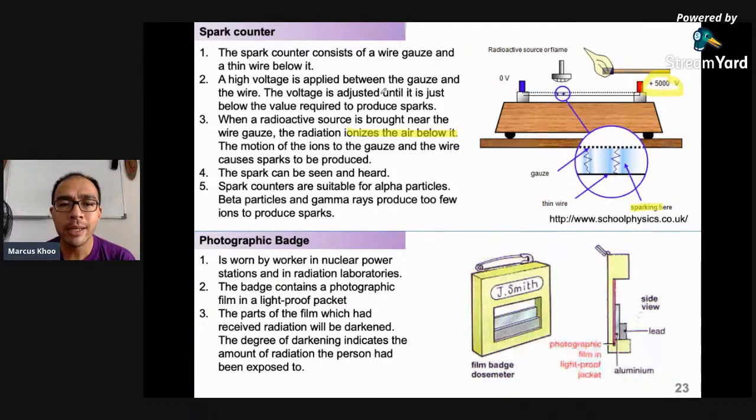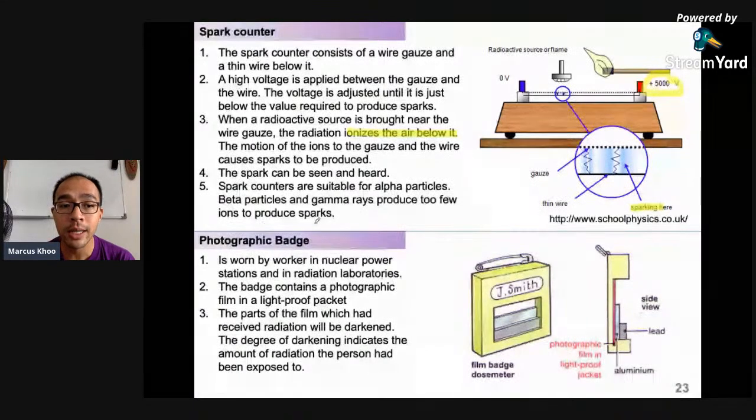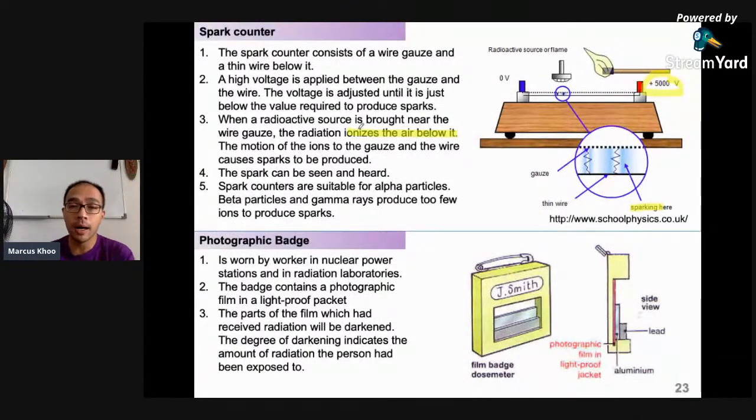Beta particles and gamma rays produce too few ions, because we say that the ionizing power of beta and gamma is very low. So the spark counter is actually suitable for alpha. Beta also can, but it's very weak. Gamma can, but also very weak.